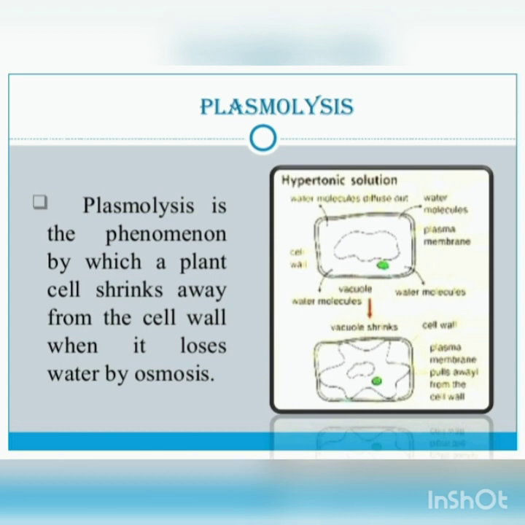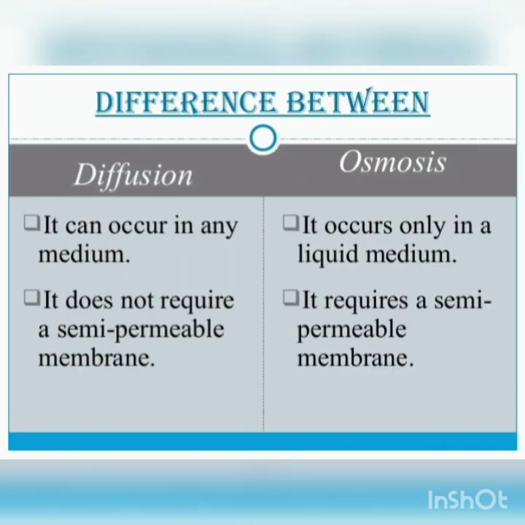Now, the difference between diffusion and osmosis. Diffusion occurs in any state, that is solid, liquid or gases, but osmosis occurs only in a liquid medium. Diffusion does not require any selective membrane, that is semi-permeable membrane, but osmosis always takes place through a semi-permeable membrane.